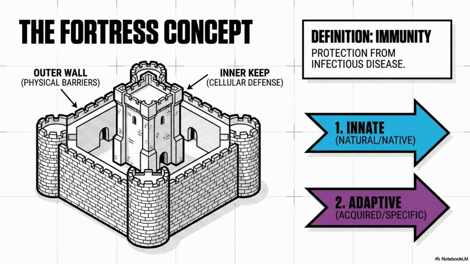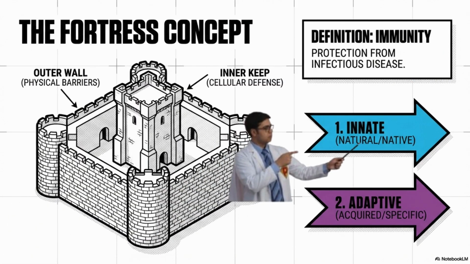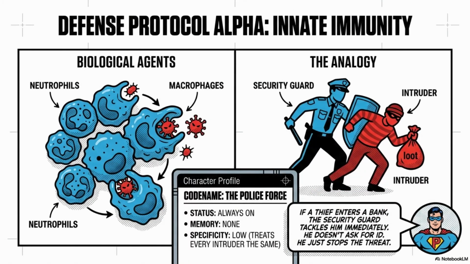First, PA 9.1. What is immunity? It's simply protection from infectious disease. Think of your body as a fortress. It has two lines of defense: innate immunity and adaptive immunity. Innate immunity is natural or native. This is your always-on defense. It's the police force patrolling the streets. It has no memory and no specificity. It treats every intruder the same.